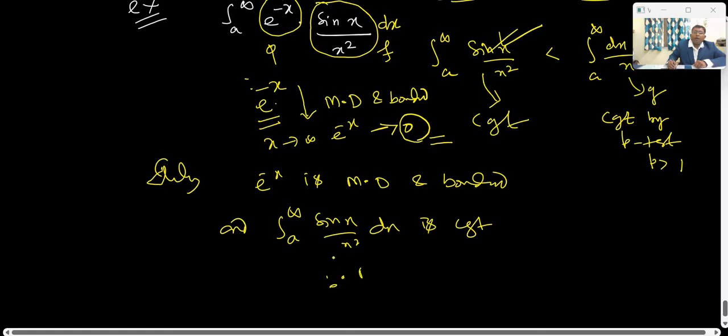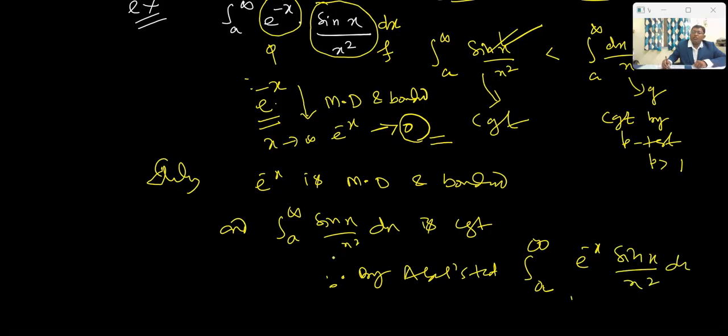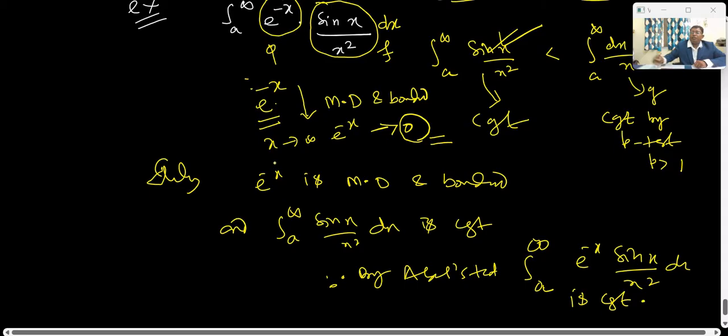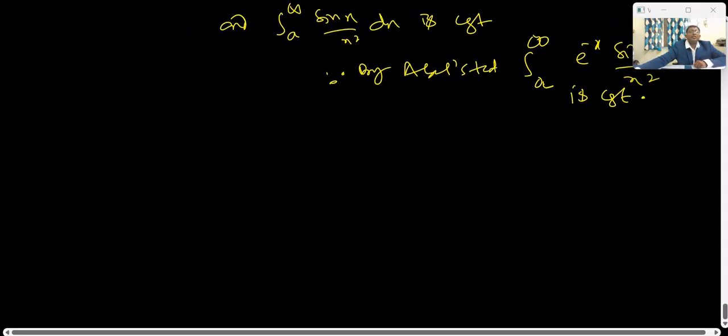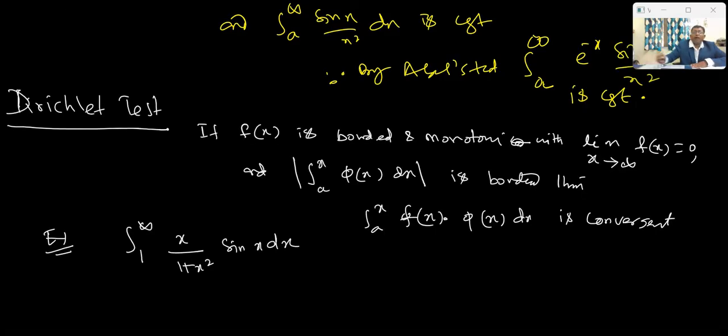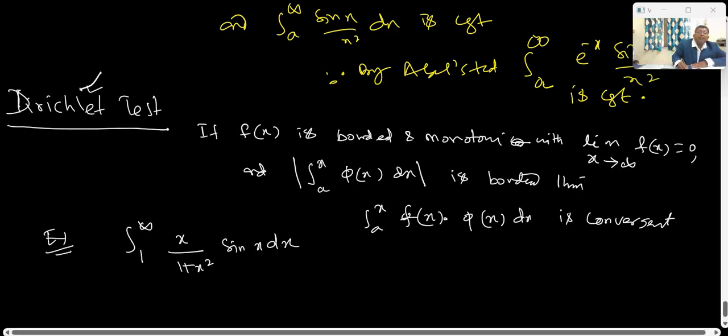Therefore by Abel test, the integral from a to infinity, where a is greater than 0, of e to the power minus x sin x by x square is convergent. This is your Abel test. Now coming to another important test, the Dirichlet test.